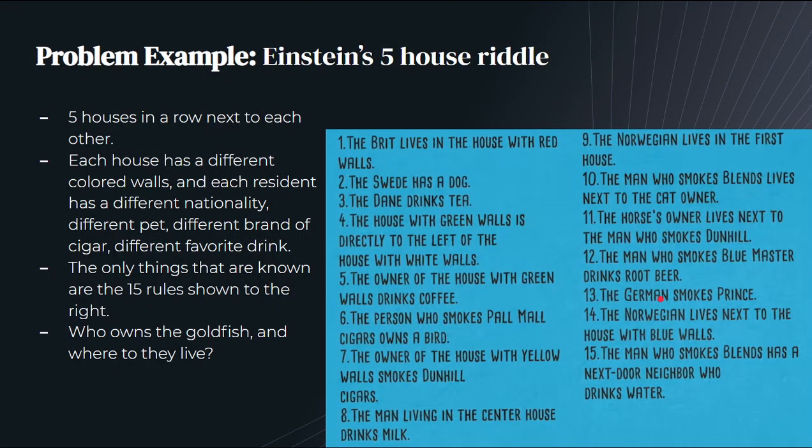Speaking of my problem, I decided to do Einstein's 5-house riddle. You may be familiar with it if you watch the TED-Ed riddle series, or if not, I have a brief explanation here. There are 5 houses in a row next to each other. Each house has different colored walls, different nationality of resident, different pet, brand of cigar, and different favorite drink. The only things known are these 15 rules over here, and what you're trying to figure out is who owns the goldfish and where they live. And so we can see here that there are 15 rules.